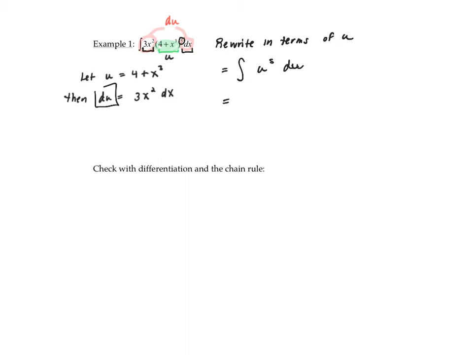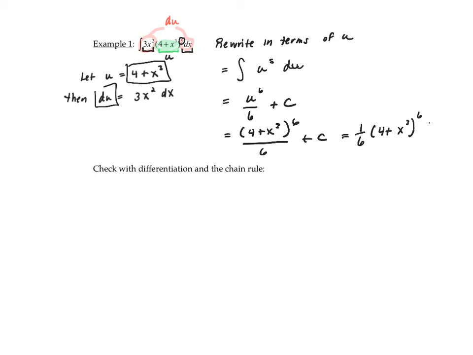Okay, take the antiderivative of u to the 5th. So it becomes u to the 6th over 6 plus c. And now what we want to do is substitute back. All right, take and plug that 4 plus x to the 3rd back in for u. So we have 4 plus x to the 3rd all raised to the 6th all over 6 plus c. And you can leave that as your final answer. It's also pretty common to write it as 1/6 times the quantity of 4 plus x to the 3rd raised to the 6 plus c.